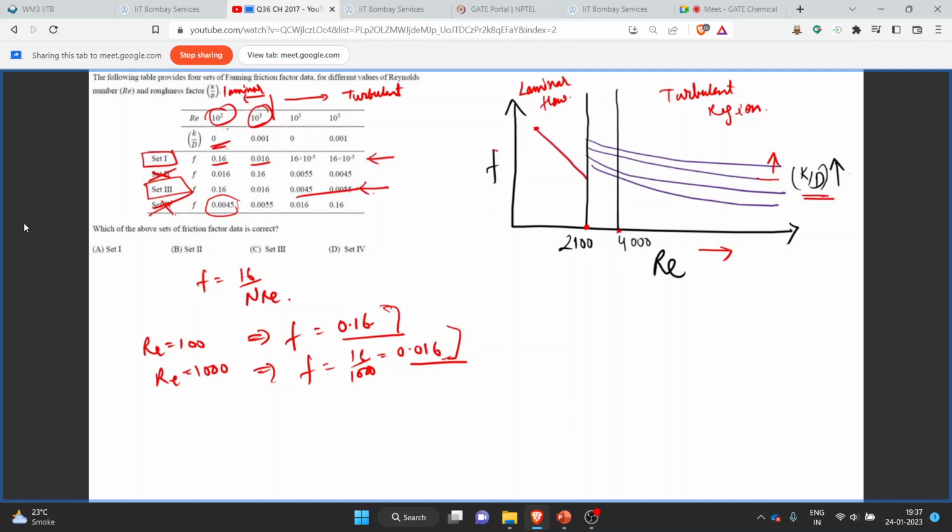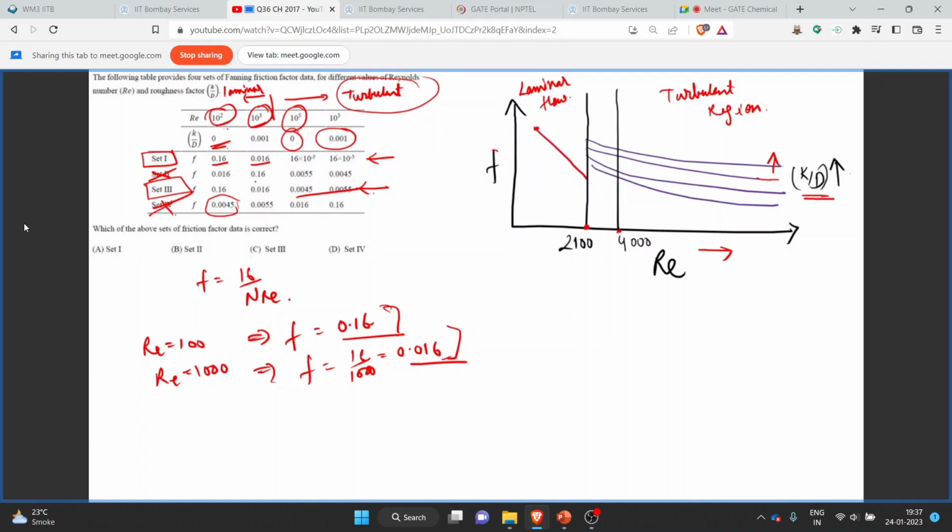Now we will use the other information based on the turbulent flow criteria. That is, as K by D, the roughness factor, increases, the friction factor should also increase. For the Reynolds number of 10 raised to 5, we have been given the roughness factor as 0, that is, the pipe is very smooth. As we increase the roughness factor to 0.001, ideally the friction factor should also increase. If the friction factor increases, that corresponding set will be the correct answer.